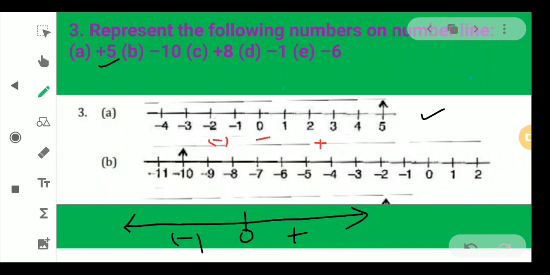Now we have to go 5 steps on the right. So 1, 2, 3, 4, 5. So this is our +5 on the number line.